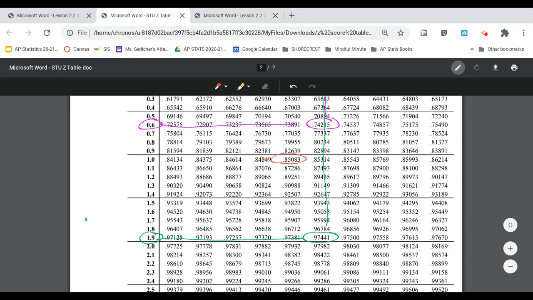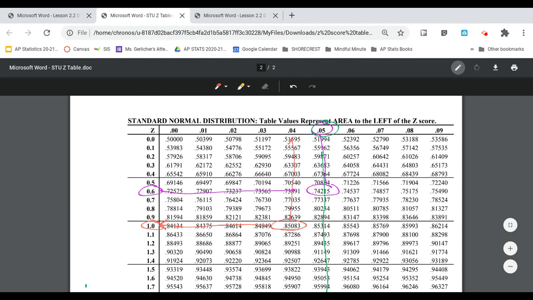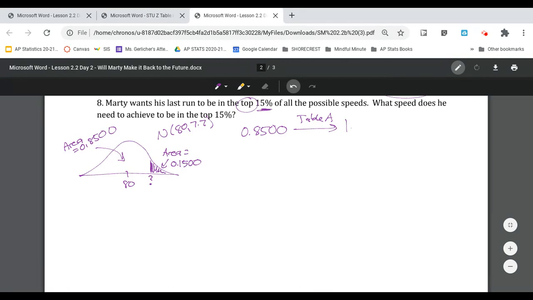So now I'm going to work backwards. I'm going to figure out what's the z-score that goes with it. So 1.04. 1.04 is our z-score.